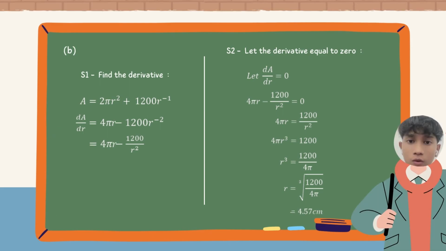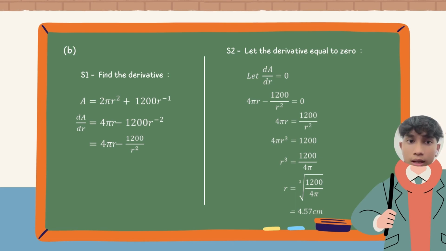The first step for question B is to find the derivative. We must use the equation from the previous question, which is 2πr² plus 1200 over r. After that, we have to differentiate the equation to get 4πr minus 1200 over r².